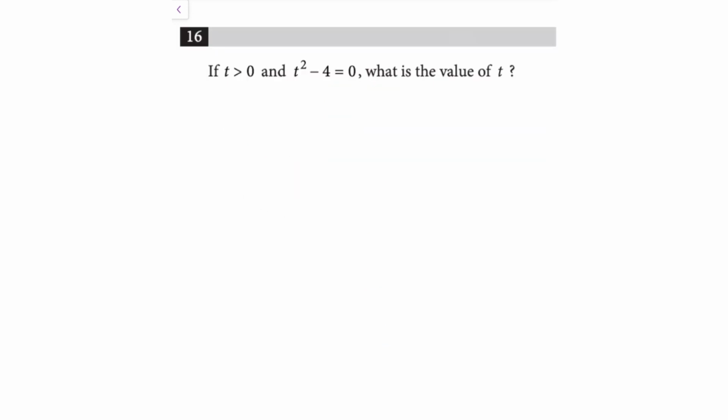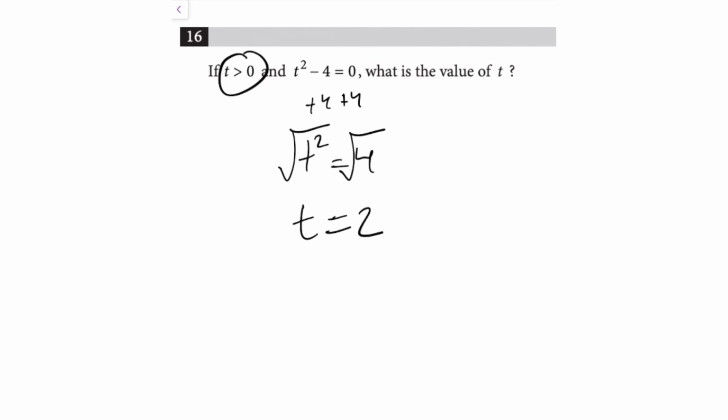Number 16, if t is greater than 0 and t squared minus 4 equals 0, what is the value of t? Well, I know that my t value is going to be positive, so what I can do is just add 4 on both sides. I get t squared equals 4. And then I'm going to take the positive square root of both sides. Normally, I would take the negative square root of both sides as well, but since I know my answer has to be positive, I know that t is going to equal 2.